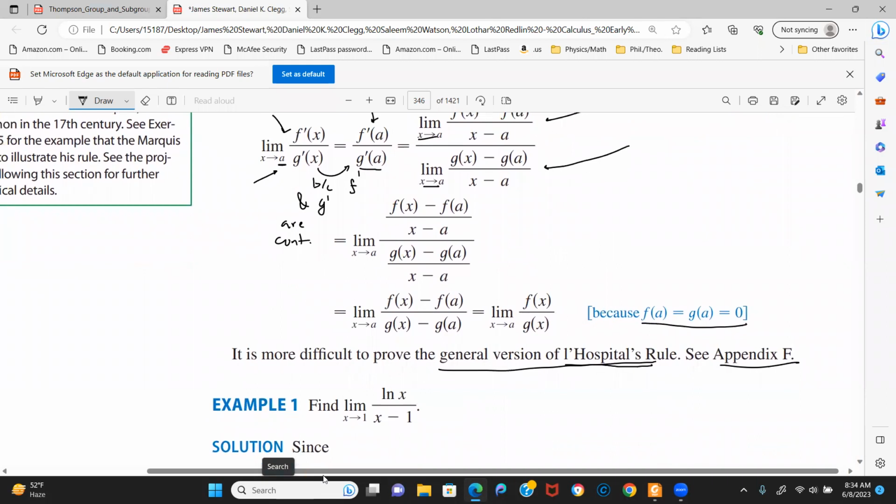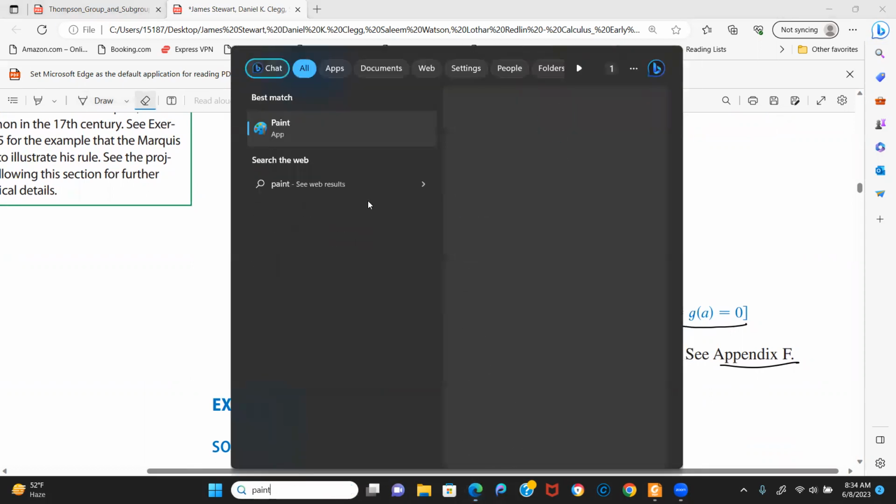All right, so how does this help us deal with this limit, this example at the beginning? Let me open up Paint and then we can work through this together.